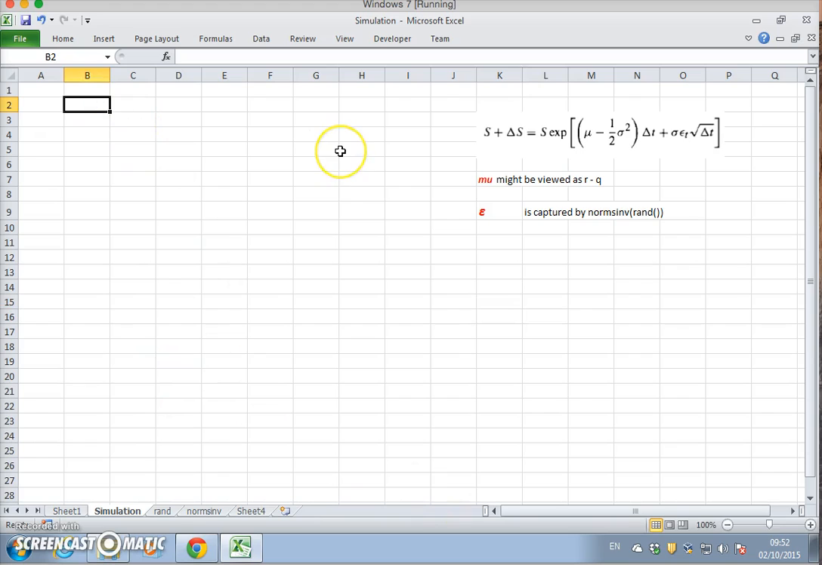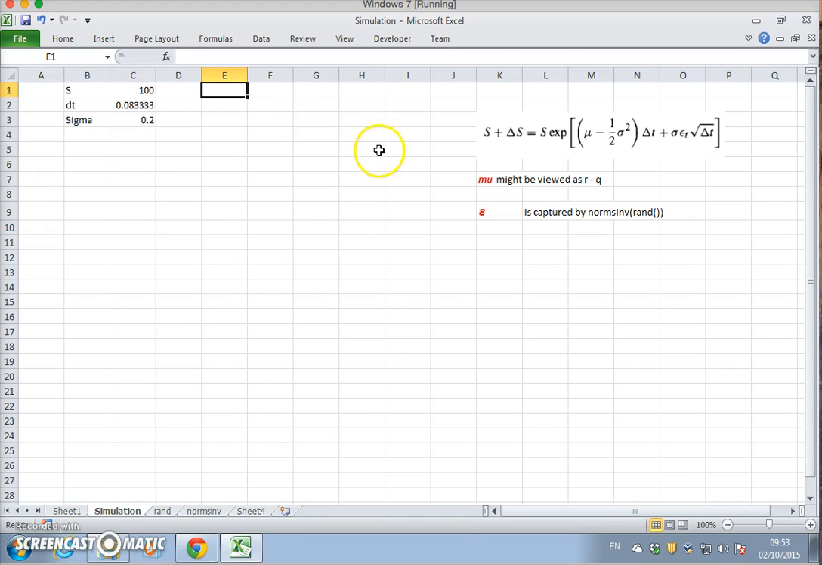Okay, we might say, look, we're going to consider monthly changes in the stock price. So we're going to look at the change in time, the delta t, as 1 over 12. We could take the initial stock price S to be 100. Okay, we could take the volatility, sigma, to be 0.2.